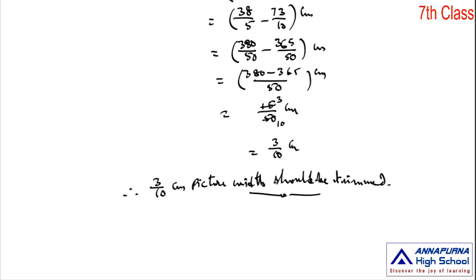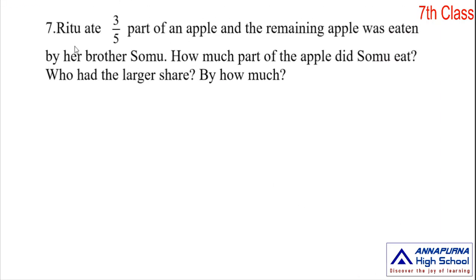Now come to the seventh one. Ritu ate 3 by 5 part of an apple, and the remaining apple was eaten by her brother Somu. How much part of the apple did Somu eat? Who had the larger share? By how much? So here the answer is in the problem itself.